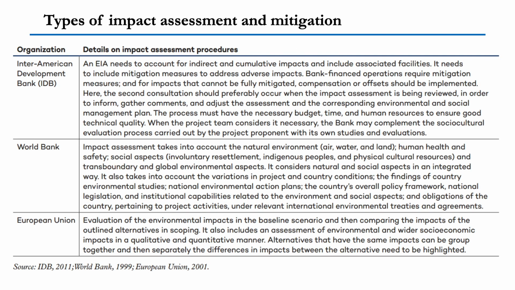Types of impact assessment and mitigation. So, for example, these are the organizations. Let's say the Inter-American Development Bank: the EIA needs to account for indirect and cumulative impact and include associated facilities. It needs to include mitigation measures to address adverse impact. Bank-financed operations require mitigation measures, and for impact that cannot be fully mitigated, compensation and offsets should be implemented.